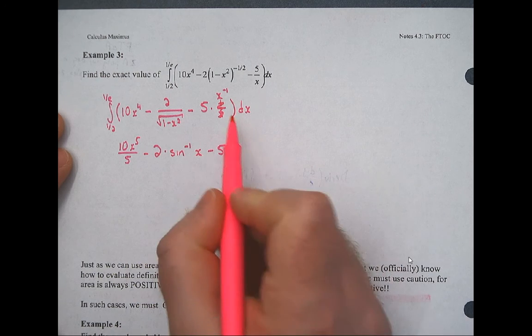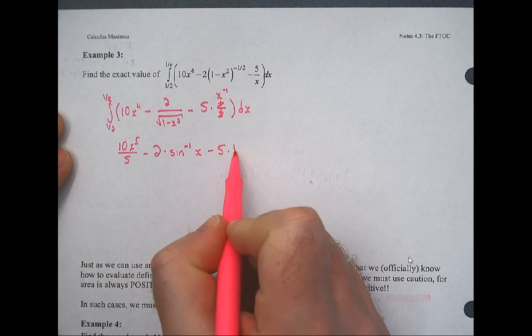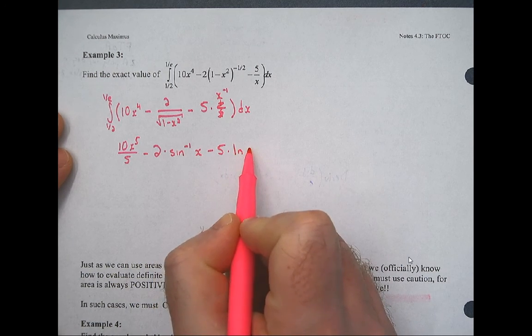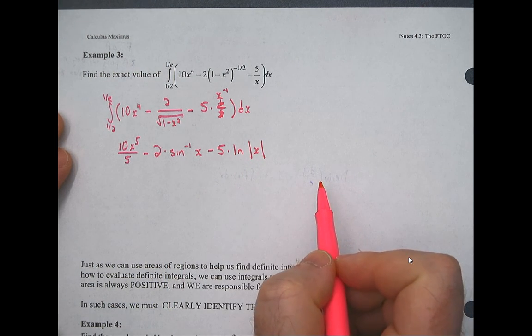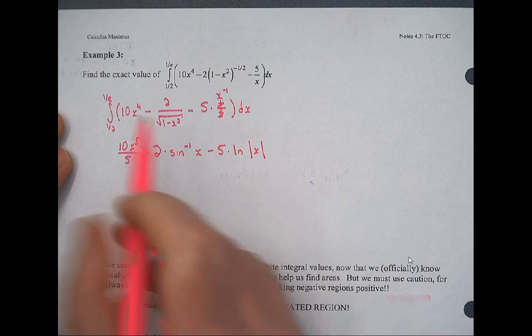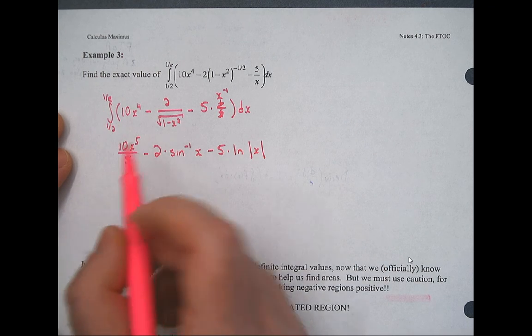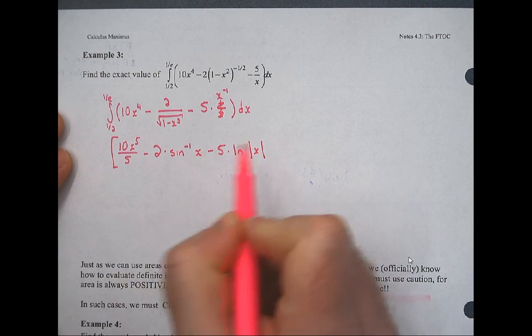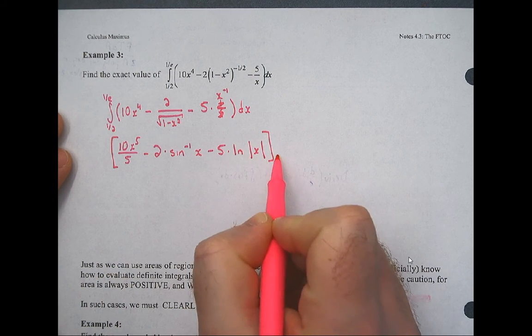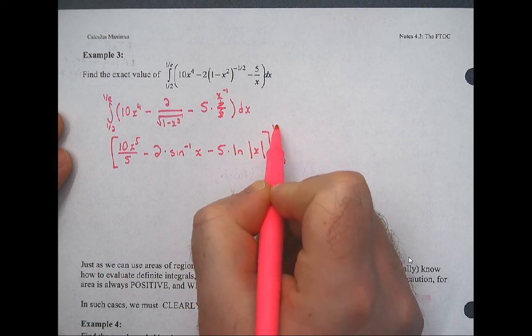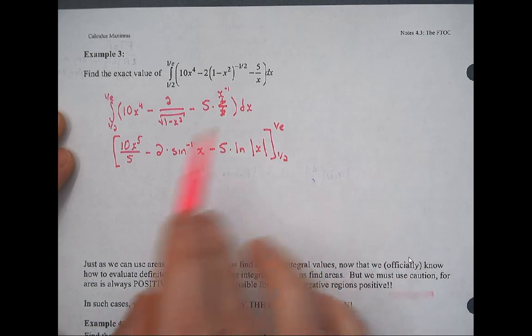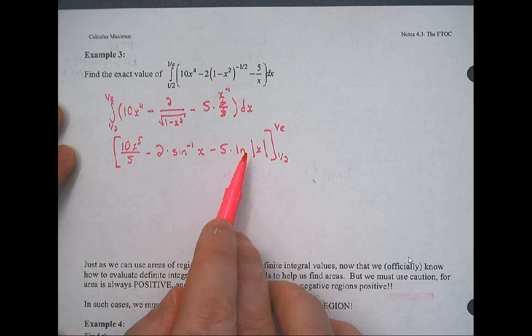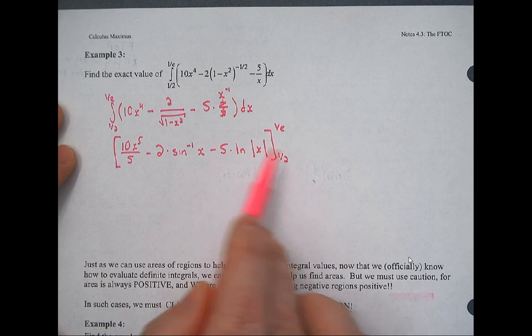So hopefully that's a reminder that this turns out to be what? Natural log, not x, natural log of absolute x. Okay, now we'd put a plus c here if this wasn't definite, but this is definite. So use my brackets, and I'm going to go from 1/2 to 1 over e. All right, so remember how the fundamental theorem of calculus works. I take this, plug it in first, take this, plug it in second.